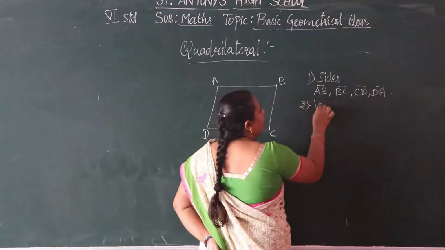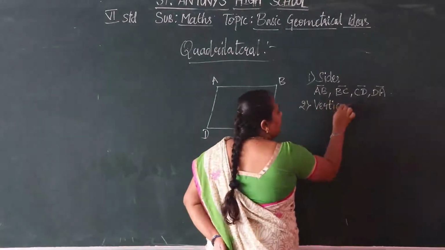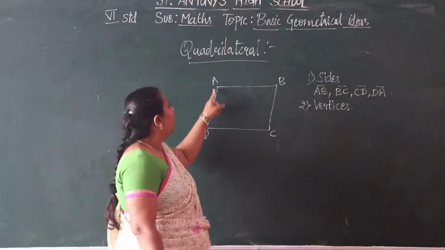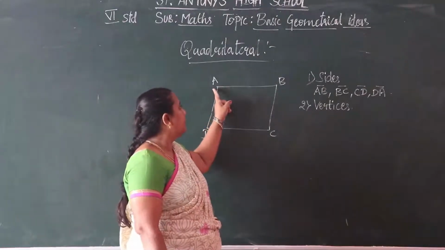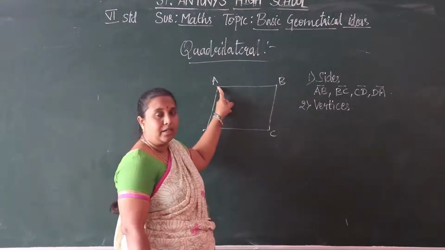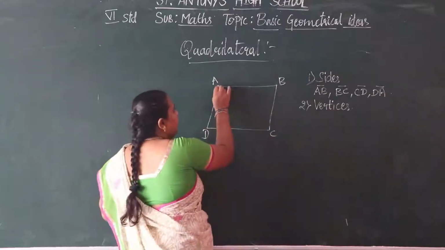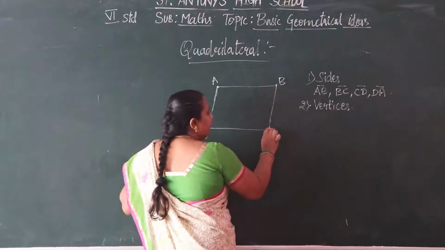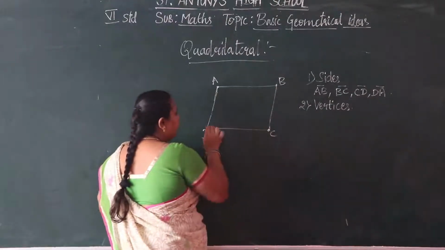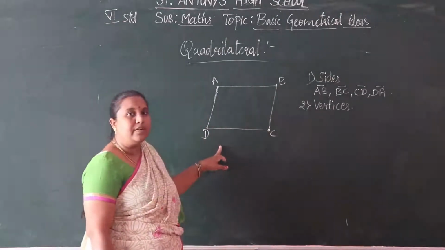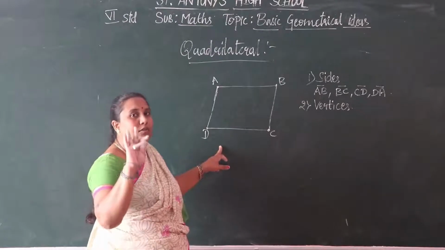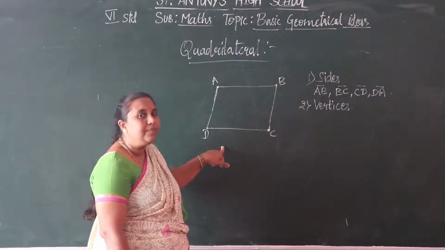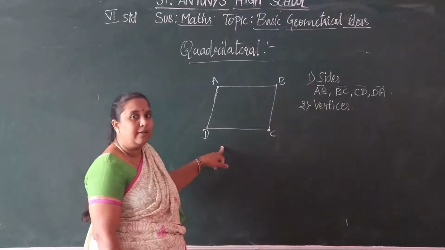Next, vertices. See here we have vertices. What are the vertices here? A is a vertex and B is a vertex. C is a vertex. D is also a vertex. So how many vertices here? Four vertices. Vertex is the singular form, vertices the plural form.